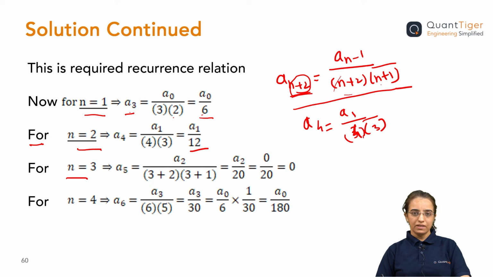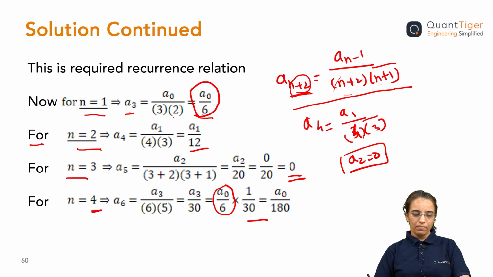Now, we will keep going on incrementing the n's value, so that further values we will get. So, here a2 we got in the numerator, and if you remember, we already found a2's value, which was coming 0. So, we put it over here, so a5 became 0. Now, n's value 4. So, we got that in terms of a3. a3 we already found over here. So, a3's value, a0 by 6, I have put here. Then after simplification I got a0 by 180.